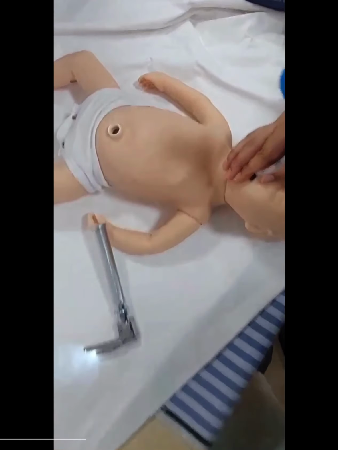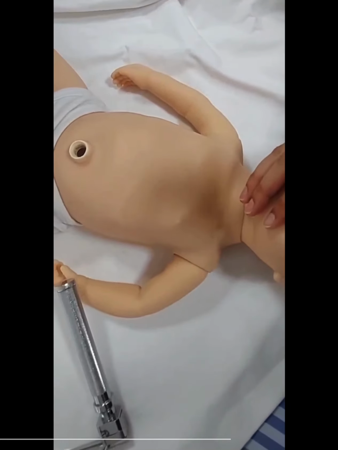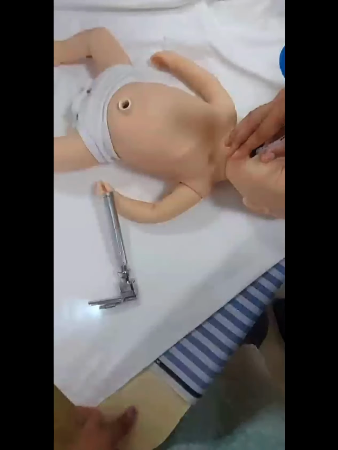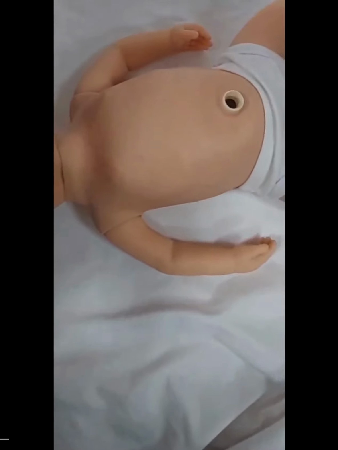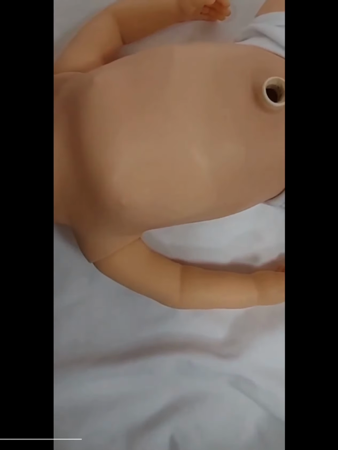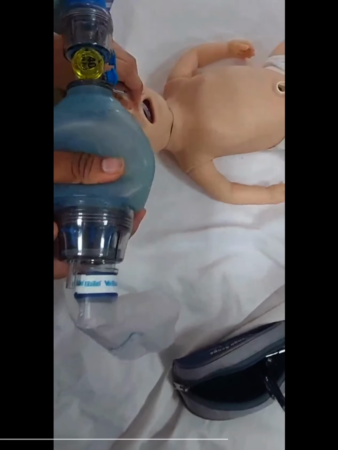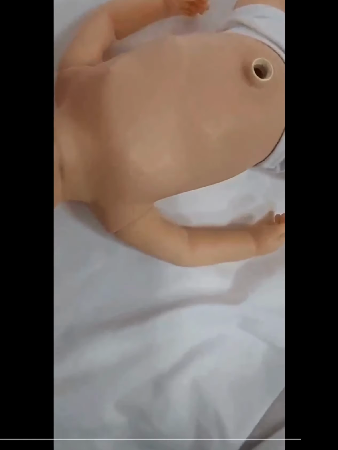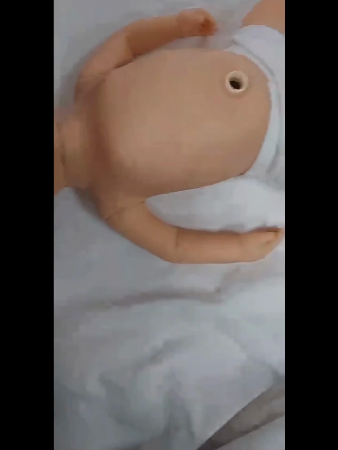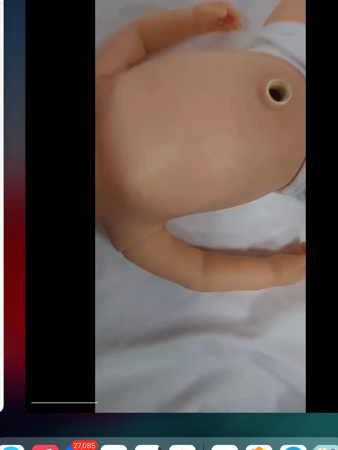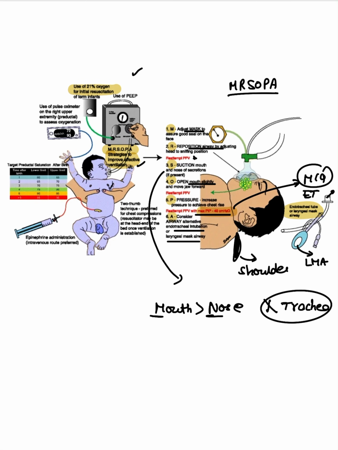Okay. Now see, here what happens. Do you see the chest rising, guys? See in this video carefully, the chest is rising. If you have a look, this endotracheal tube is connected with the ambu bag, and you can see the chest rising. So this means that the tube has been put in place effectively, guys. This is important.